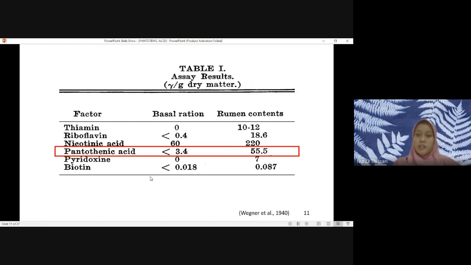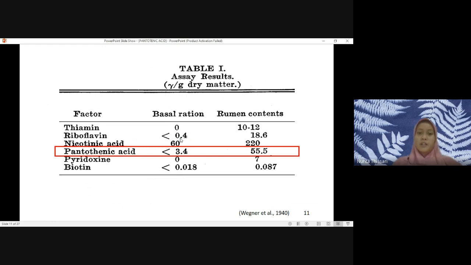So this one, the author is Wagner in 1914. The author would like to know whether the ruminant is able to synthesize pantothenic acid in the rumen. So we can see from here that the ruminant can synthesize pantothenic acid in the rumen with the help of the microorganism.